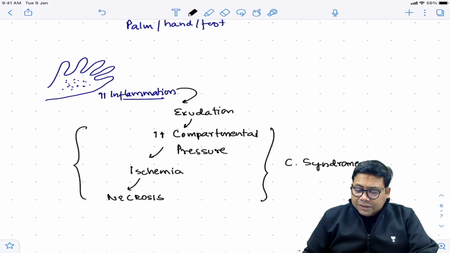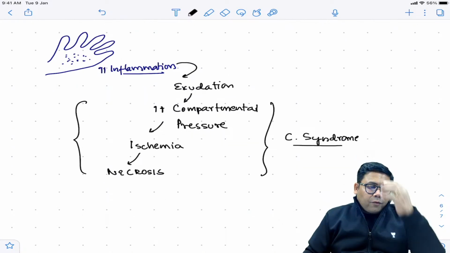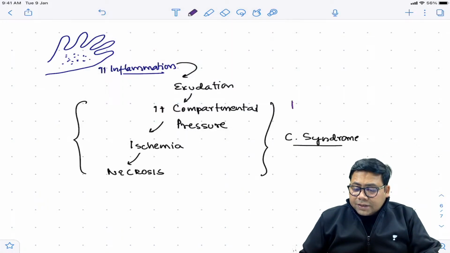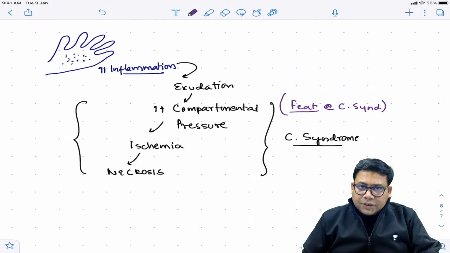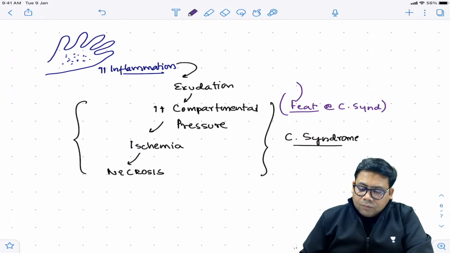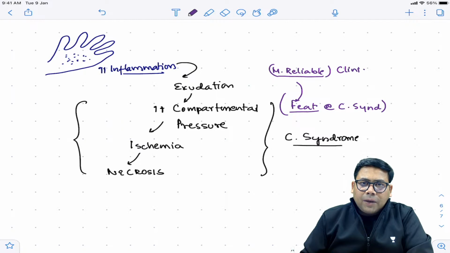Now students, in the last 4-5 years, we've got two kinds of questions. What is the first series of questions? The features of compartment syndrome. They start at what pressure, and what is the classical first line clinical sign? Come on students. What is the most reliable clinical sign? Answer is pain on passive extension. So students, pain on passive extension is very, very important.